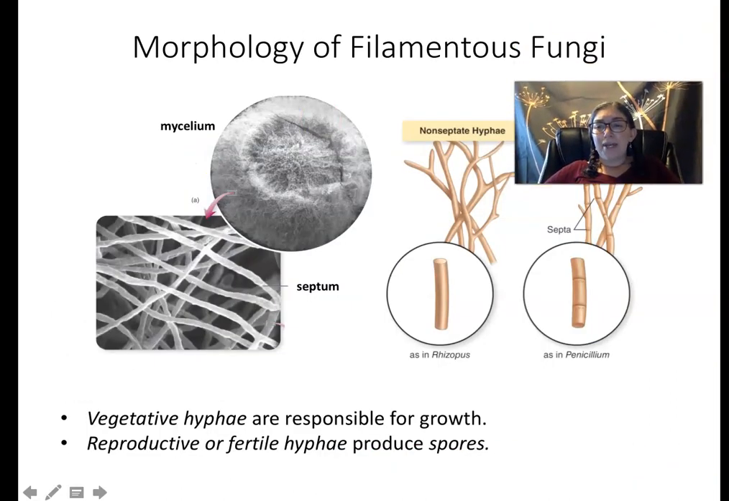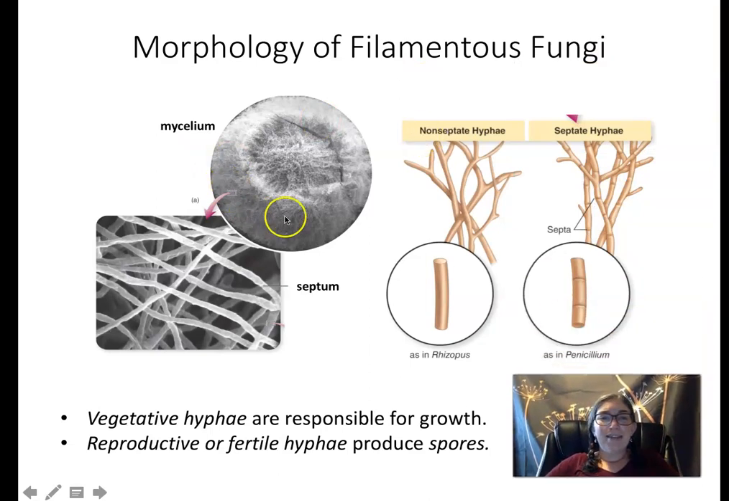This is just another picture looking at these hyphae, taking one of these fuzzy mycelium and zooming in, and we see all of these hyphae. There are vegetative hyphae and there are reproductive or fertile hyphae. The reproductive ones produce spores, the vegetative ones do not. Some fungi have non-septate hyphae, so they're smooth. Others have septated hyphae, which have divisions called a septum. So there are different forms of filamentous fungi.